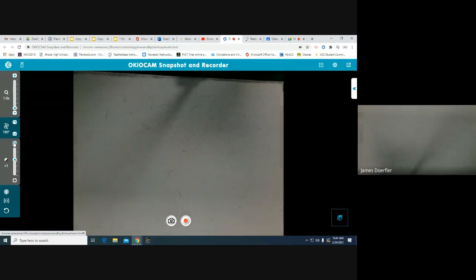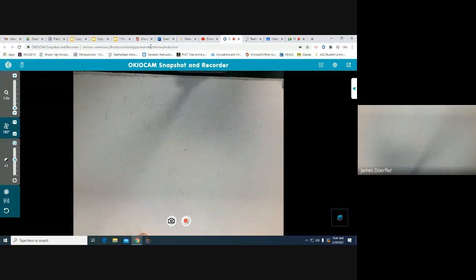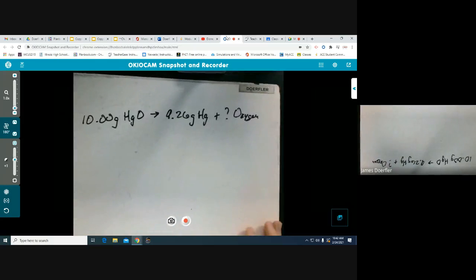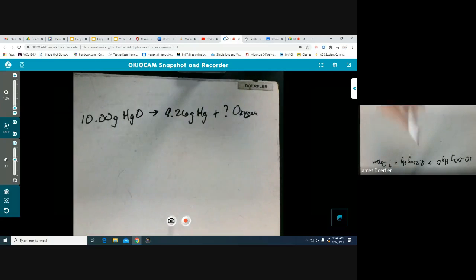Well, as you probably already guess, okay, what we have to do here. So, okay, where are we? We have 10 grams of mercury(II) oxide. It breaks down into 9.26 grams of mercury and how many grams of oxygen? Okay. So, how do we figure this out?